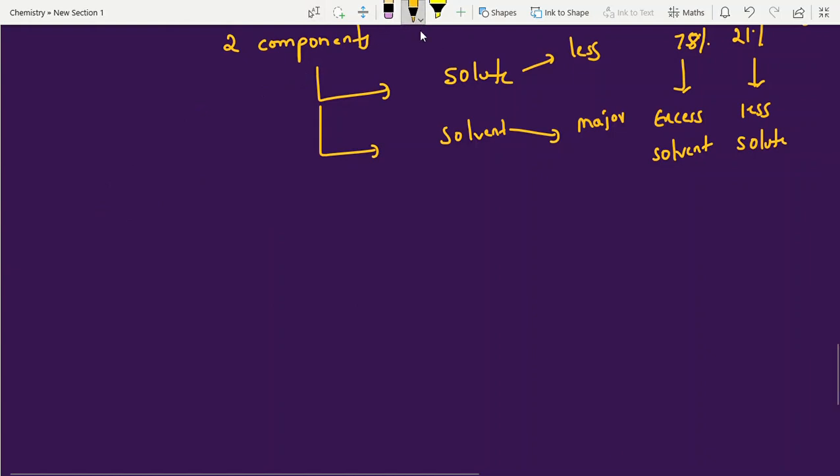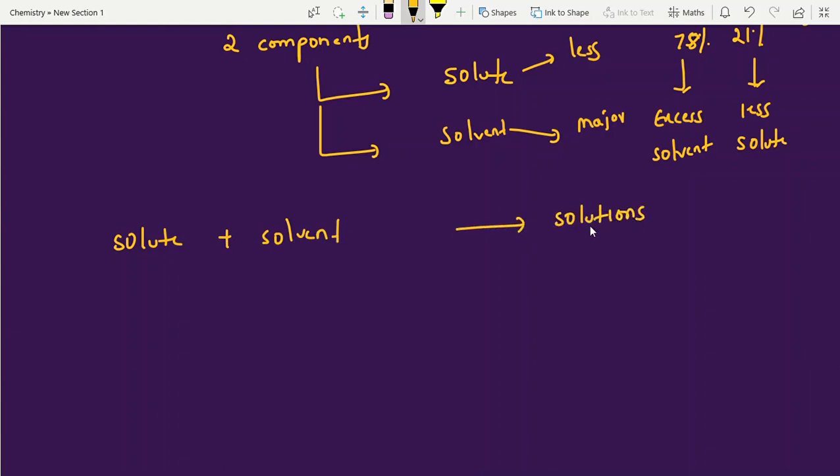Sometimes indirect information they are giving to us. So see, students, solute plus solvent finally gives rise to solution. In the solution chapter, we are learning only homogeneous solutions. Keep it in mind. Different examples we have: solid in solid, solid in liquid, gas in gas, gas in solid, alloys.